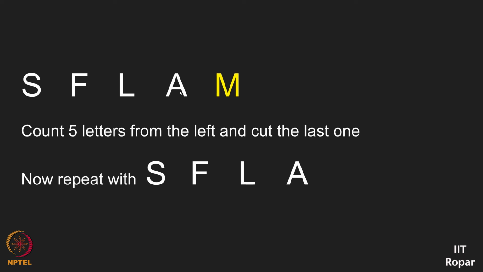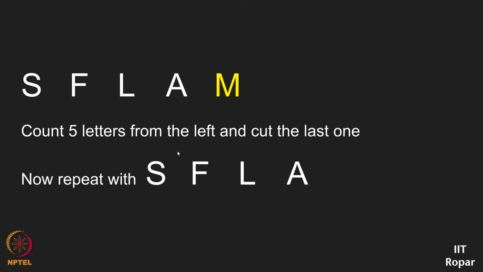So you have to check it with S-F-L-A. Now see, we have 4 letters remaining, but we need to go in counts of 5. So where will we go for the 5th letter? Nothing. Just come back to the first letter and start counting again. This is how you do. This is what we call modular counting. So that is what we are going to do now.